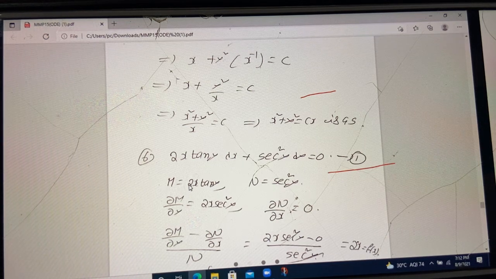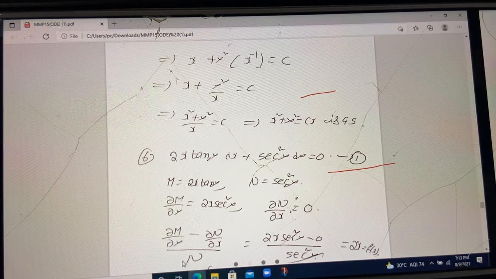Somebody may get a doubt: madam, you told earlier that whichever is simple, containing only one factor, we have to take in the denominator. Here both contain single factors only. Then which one to take in the denominator? How will you know? When you take (∂M/∂y − ∂N/∂x)/N, the y term should cancel. You should get x alone. Here y is there, so if I take M, y will not cancel. So I have to take N so that it cancels and only an x function remains.